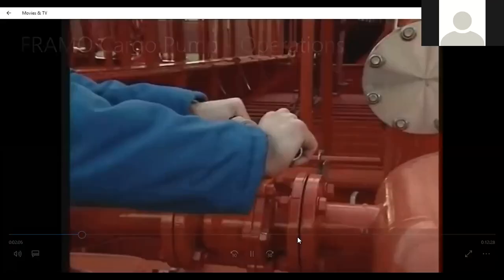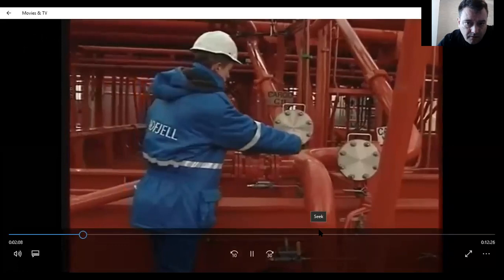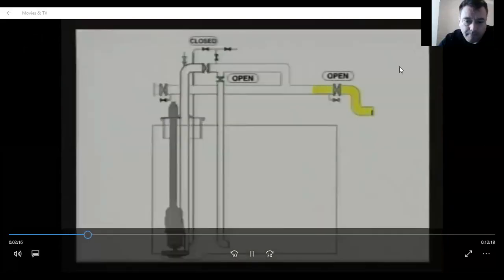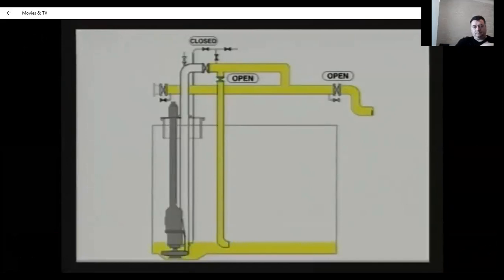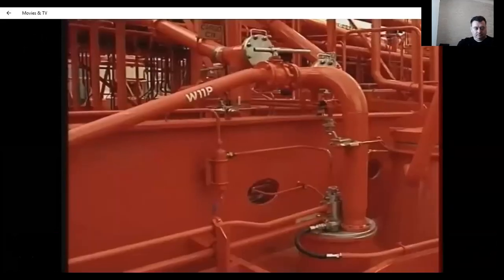Framo recommends installing a separate cargo drop line to obtain a satisfactory loading rate, and to make it possible to bypass the cargo pump during loading. This is a recommended arrangement for the Framo system. If bypassing is not possible due to valve arrangement, use the following procedures to avoid pressure peaks in the cargo piping during loading.